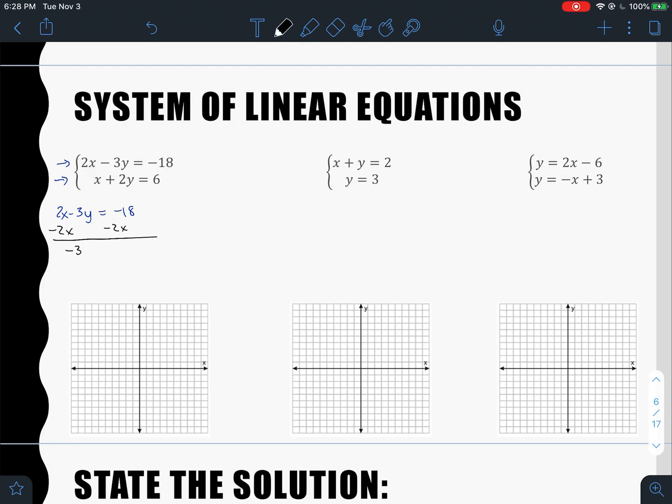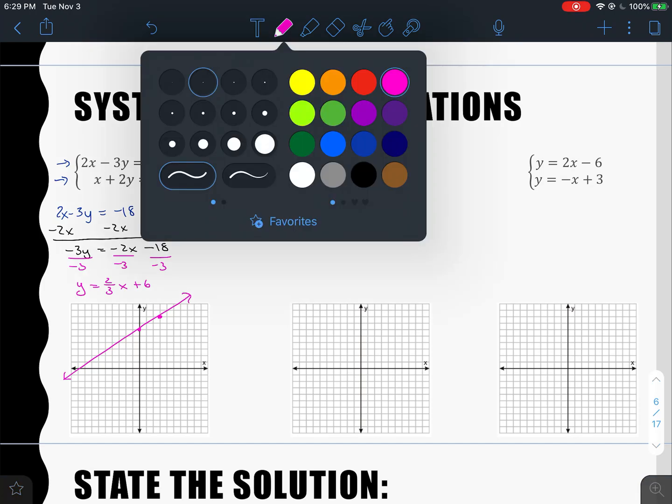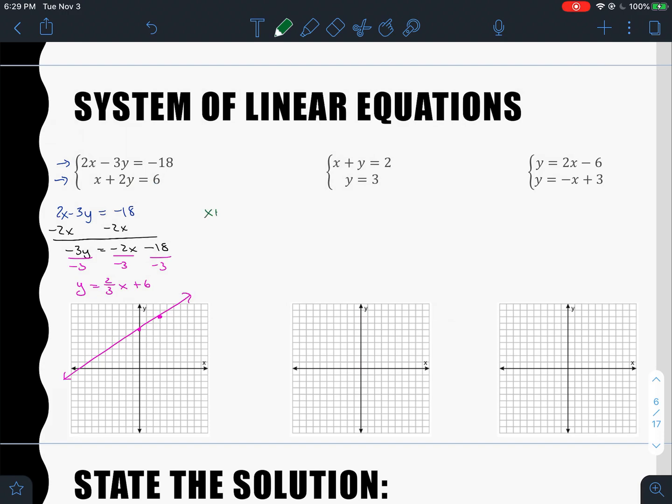I'm going to solve for y, so I'm going to get the y by itself. I'm going to subtract 2x from both sides, and I'll have negative 3y equals negative 2x minus 18. Then I'll divide every part by negative 3. My equation is going to be y equals positive 2/3 x plus 6, because a negative divided by a negative is a positive. To graph this, I start at 6 up, so 1, 2, 3, 4, 5, 6, and then the slope tells me to move up 2 over 3. This pink line would be that original equation, 2x minus 3y equals negative 18.